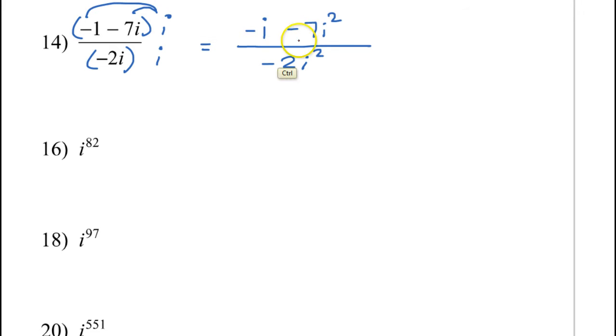Now, remember that i squared is negative 1. So that's going to change this into a positive 7. And again, here, i squared is negative 1, which will change this into a positive 2. So what I will have once all the dust clears is, so I've got positive 7 here. So I'm going to go ahead and put that in the front. So 7 minus i, the imaginary part goes last, over positive 2. So this is the final answer for number 14.